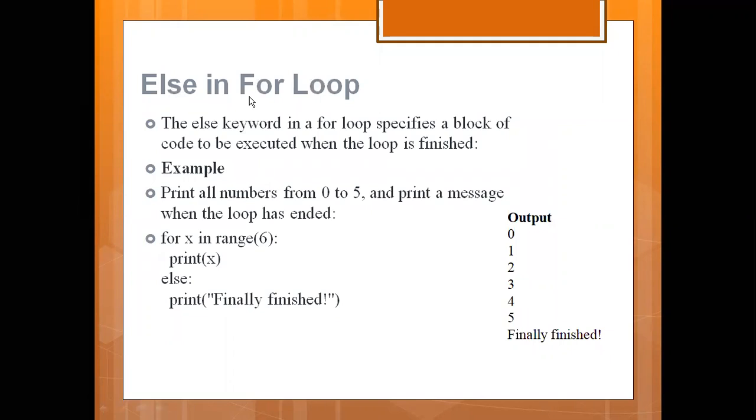Now, I introduce else in the for loop. The else keyword in a for loop specifies a block of code to be executed when the loop is finished. But it is going to be executed only once, as we have seen in the while loop also. Print all numbers from 0 to 5 and print a message when the loop is finished. Now, 0 to 5 means 0 is the start, 5 is the value which we want to be printed, so stop is going to be 6.